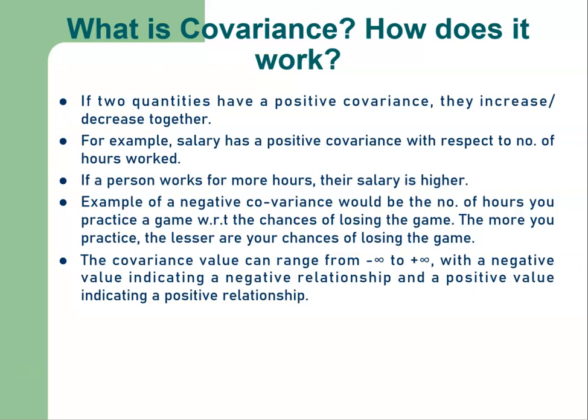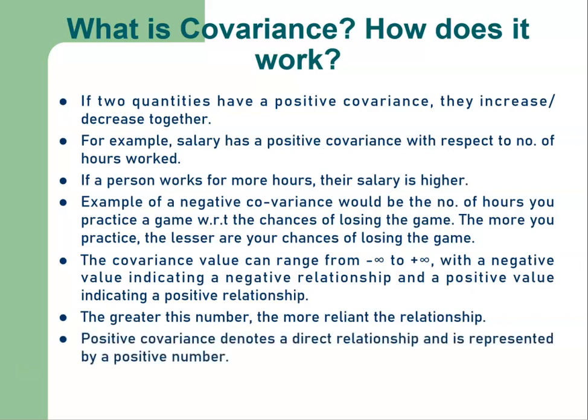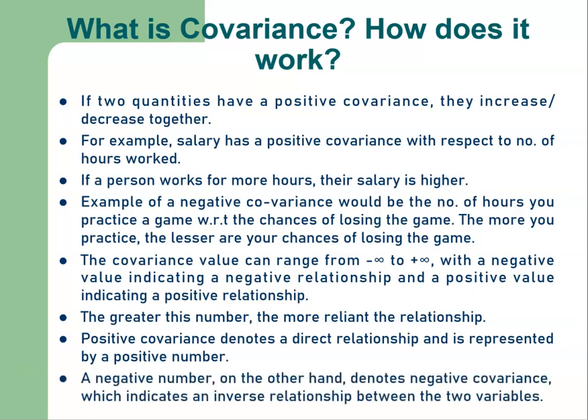The covariance value can range from minus infinity to plus infinity, with a negative value indicating a negative relationship and a positive value indicating a positive relationship. The greater this number, the more reliant the relationship. Positive covariance denotes a direct relationship and is represented by a positive number, whereas a negative number, on the other hand, denotes negative covariance, which indicates an inverse relationship between the two variables.